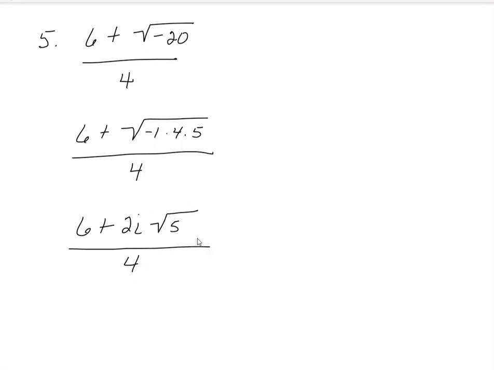Now from here, there's a couple of different ways that you could do the problem, but the easiest way probably is to look at this term, this number, and that number, and find your greatest common factor of all of that. And the greatest common factor is 2, so I'm going to divide all of those by 2. So I have 3 plus i times the square root of 5, because 2 divided by 2 is 1. I don't really need that 1 there. And then 4 divided by 2 is 2.